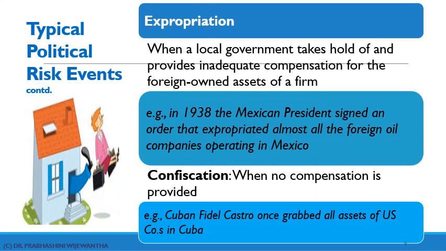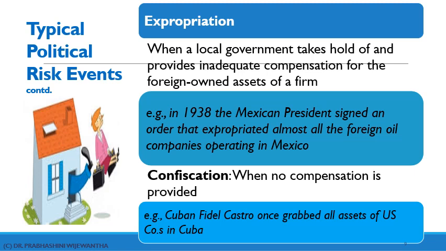Then when it comes to nationalization, which is a typical political risk event, it can be further divided into two categories, as expropriation and confiscation. So what is expropriation and what is confiscation? Let's see.